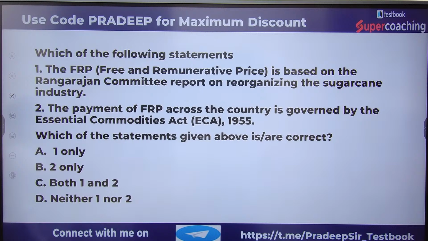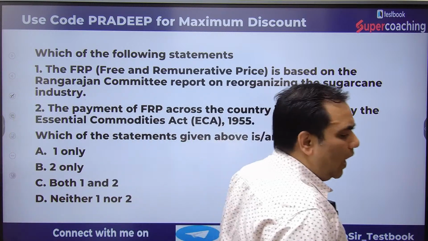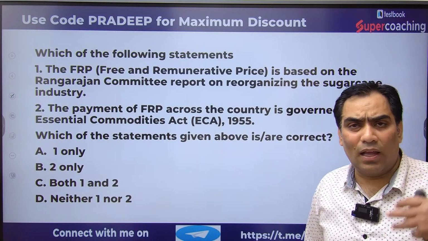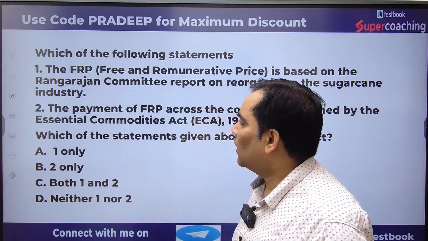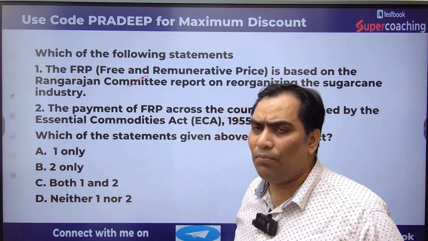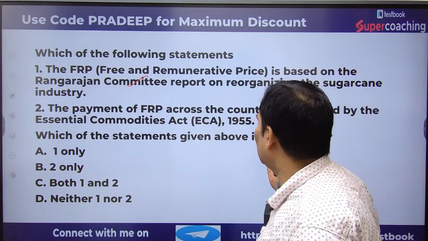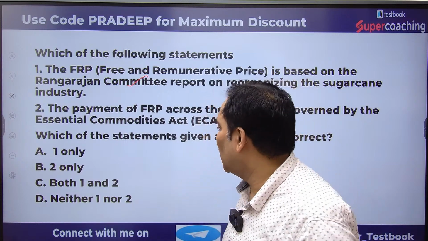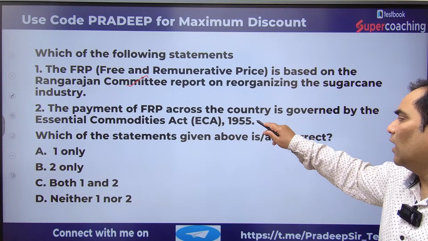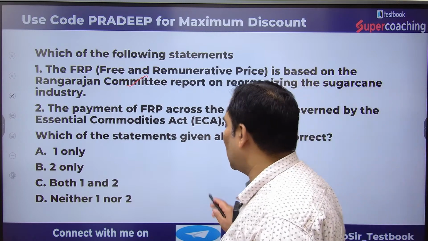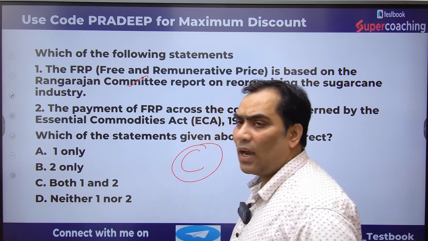We have the right answer. Both the statements are correct. Fair and remunerative price is based upon the recommendation of the Rangarajan committee. That is correct, although it is decided by the CACP, and the advice is given by CACP, but the provision for this fair and remunerative price is on the recommendation of the Rangarajan committee. That's why the first statement is correct. The second statement is also correct, since fair and remunerative prices are governed under the Essential Commodity Act. That's why both the statements are correct, and the right answer is C only.